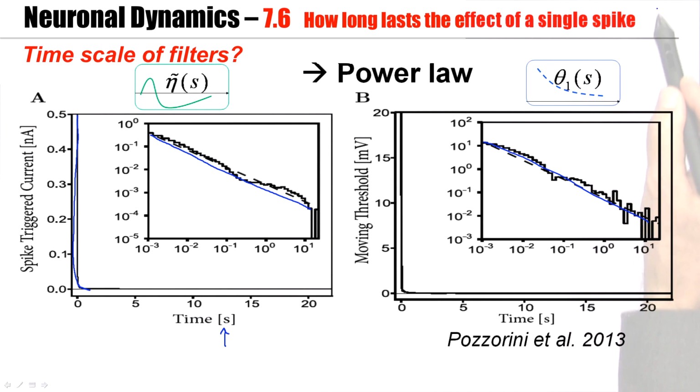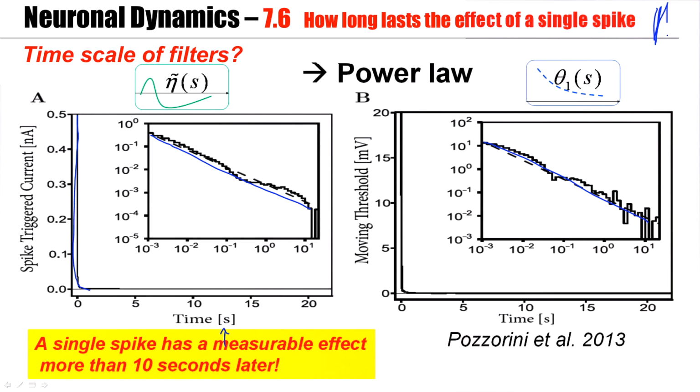Therefore, if you answer the question, how long lasts the effect of a single spike, the spike after effect, the spike duration itself is just 1 millisecond or 2 or 3. But a single spike has an effect still 10 seconds later. When I first heard about this result, I was really surprised. So these adaptation effects, they are not just 50 milliseconds or 200 milliseconds. No, they extend over several seconds. They are strongest for short times, for 10 milliseconds, for 50 milliseconds. But you still have a measurable effect 10 seconds later from a single spike.